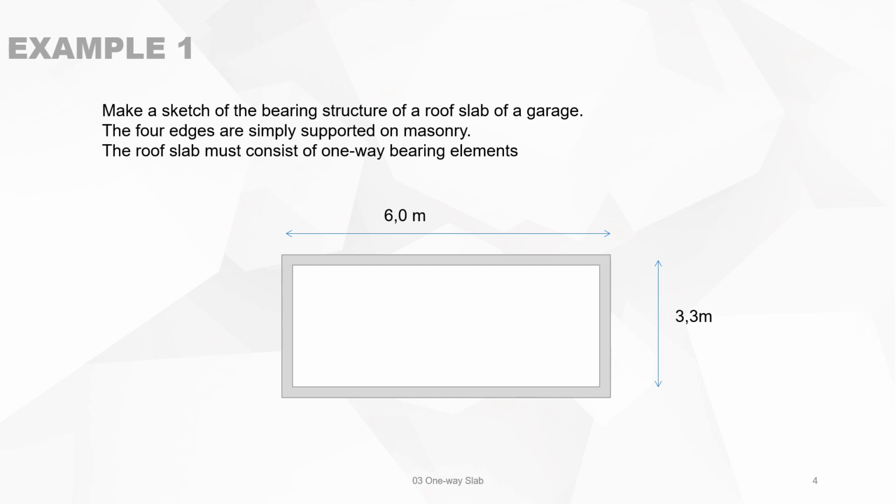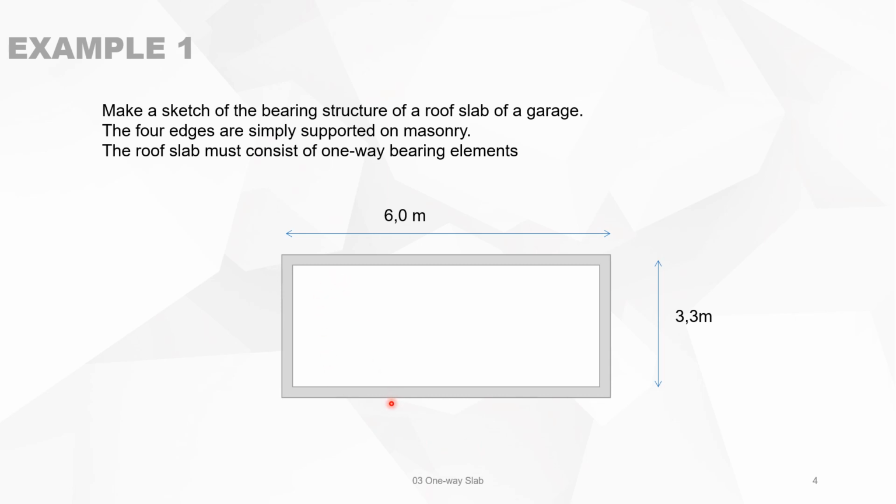You have a rectangular floor slab, or it's a roof slab, sorry, and we want to create this roof slab by using one-way elements. You cannot do it directly with a span of 3.3 meters, because to have a one-way slab, the shortest distance must be at least half of the longest distance. So if you use it like that, it will be a two-way slab.